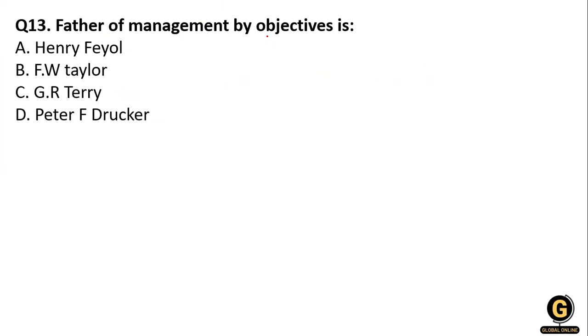Now, who is the father of management by objective? That is MBO. Who is the father of MBO? That is management by objective. So what is the right answer? That is Peter Drucker. Okay, Peter Drucker is the father of management by objective.